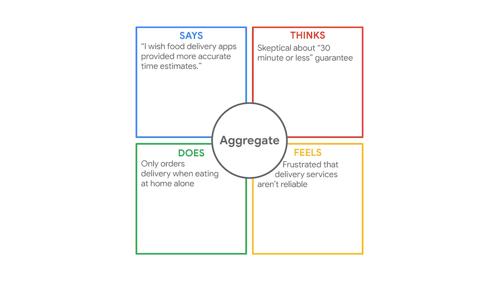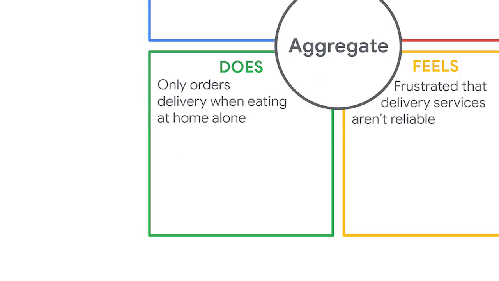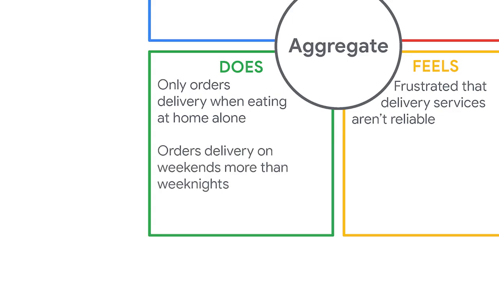Continuing with our example, let's say that the day you interviewed Simone, you also interviewed Miranda and Louis. In the says square, Miranda mentioned something similar to what Simone said about accurate estimates. But Louis says, "I wish I could live track my food delivery." We'll add that response below Simone's response in the says square. For does, something that both Miranda and Louis shared was that they order delivery on weeknights more often than weekends. So we'll add that to the does square.